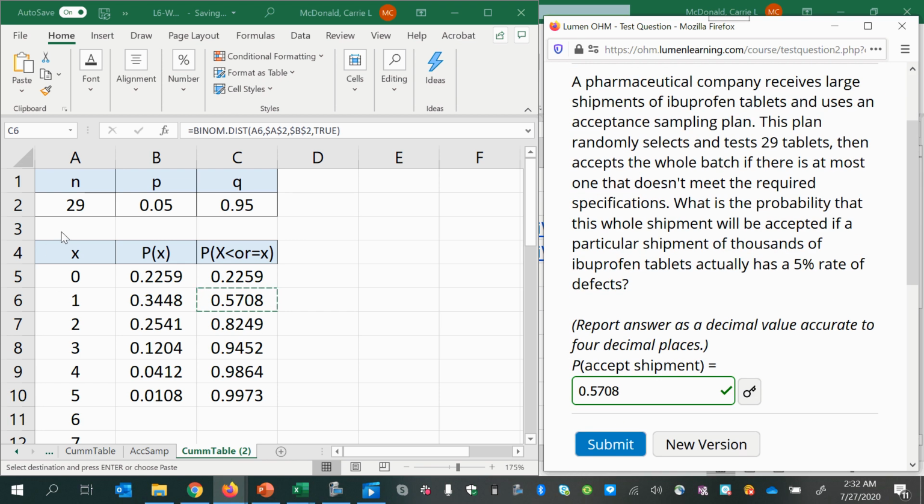Now, if you want to know how this was constructed, I will also link the video on how to set that up.